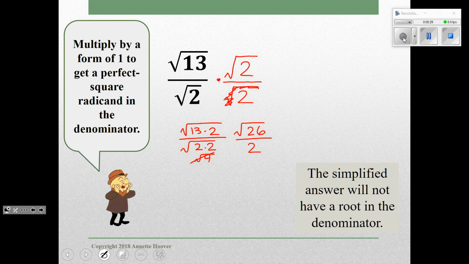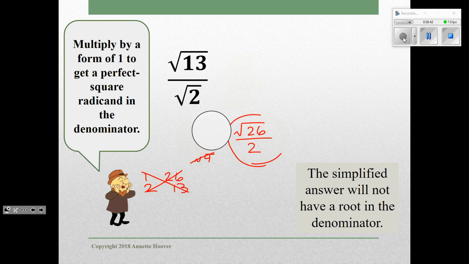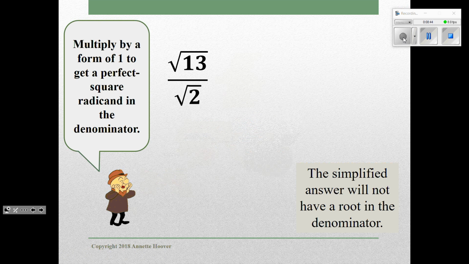Now we have 26. Factor pairs for 26 are 1 and 26, and 2 and 13. None of these are perfect squares, so this is as simplified as we can get. The square root of 26 divided by 2.